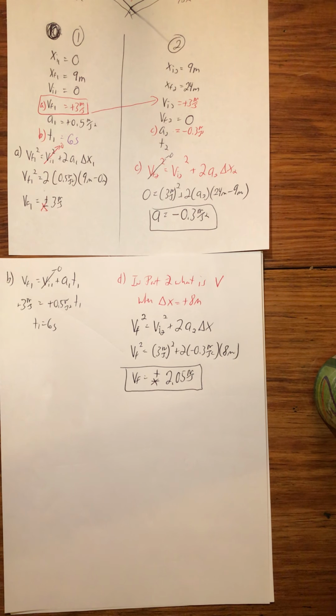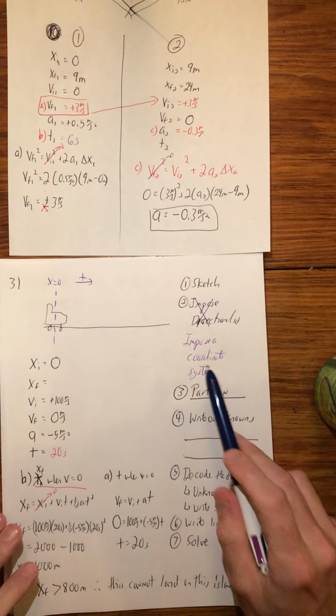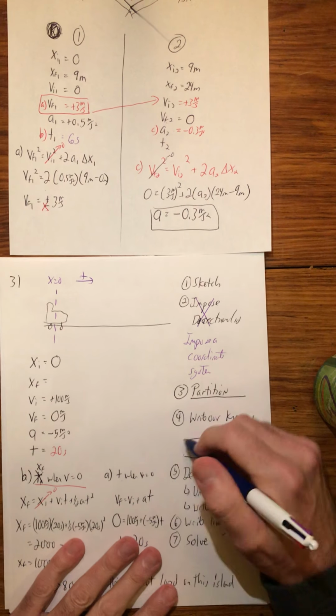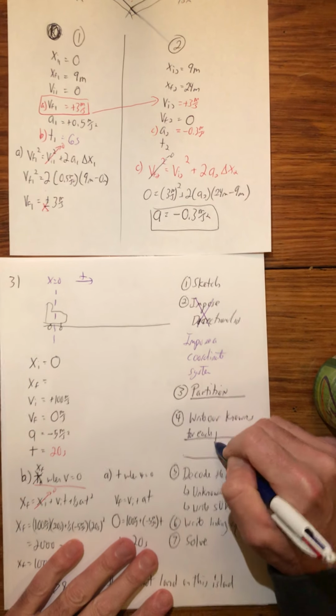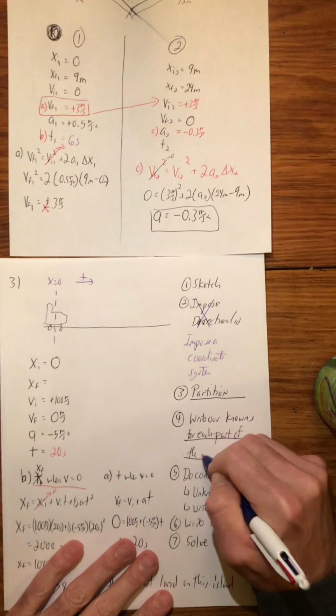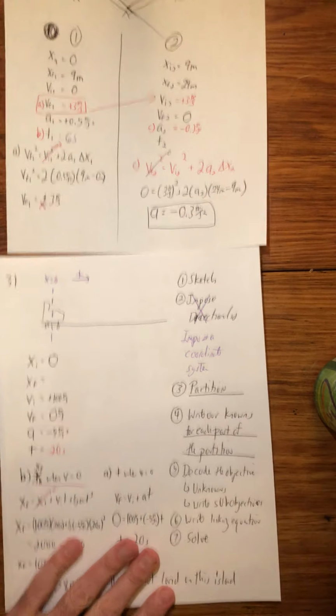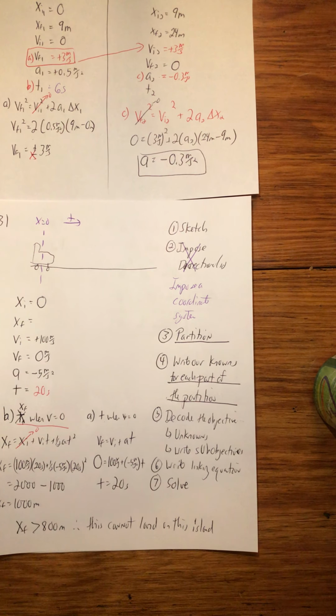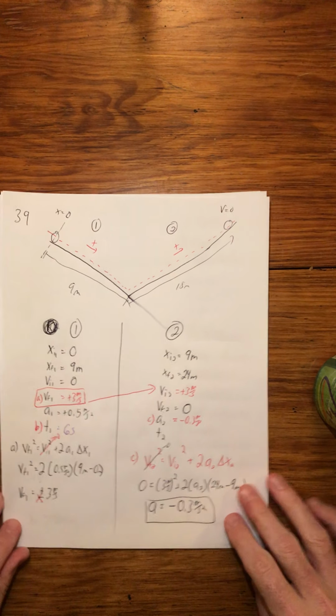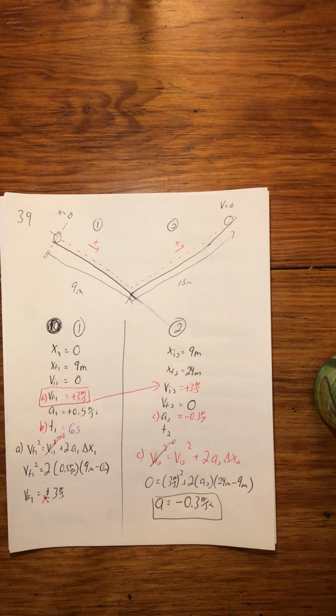And so, going back to our methodology: sketch, impose a coordinate system, partition, write our knowns for each part of the partition, decode the objectives, write known unknowns, sub-objectives if you need them, write linking equations and solve. Pretty much a lot of this unit is going to be dealing with the notion of partition. And that can be, by the way, partitions of space, like we've done here. We're going to see problems where there are partitions of time, like the object is doing one thing in one segment of time, one thing in another segment of time.